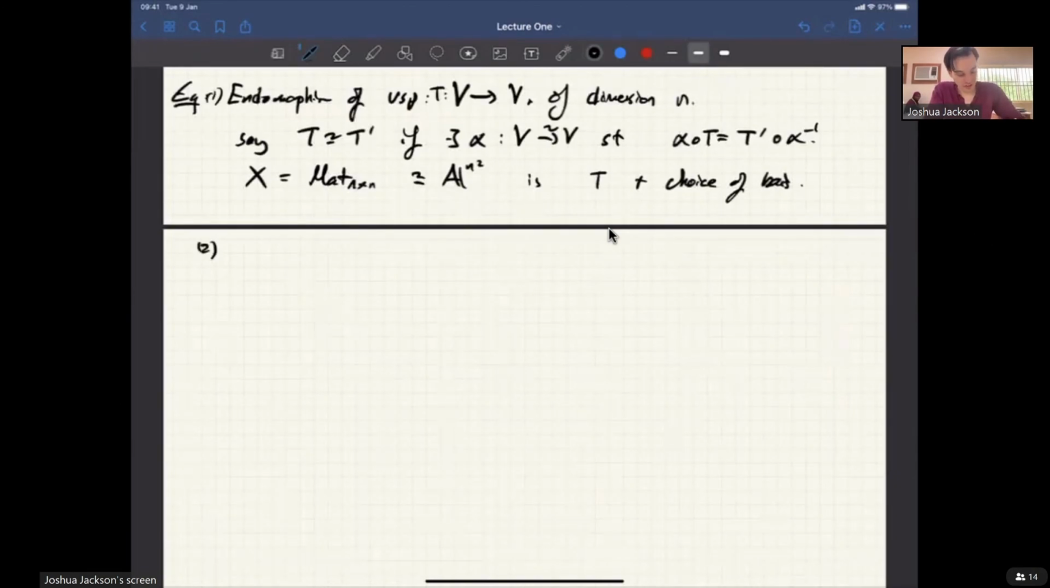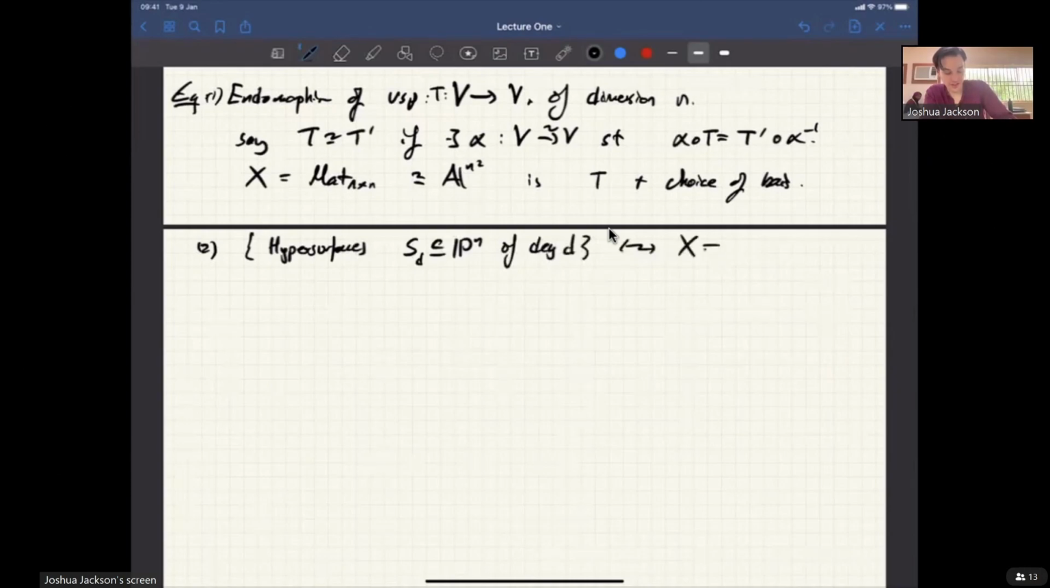Let me give you one other example, which is hypersurfaces. Let me not call it X actually, let me call it S. If I've got a degree D homogeneous polynomial in variables x naught up to xn, then I get a degree D hypersurface in projective space. Again, there's a natural parameter space that parameterizes these things, which is just the projectivization of the vector space of degree D polynomials, dual.